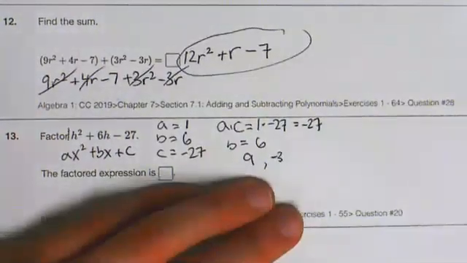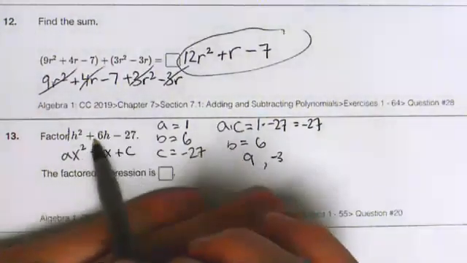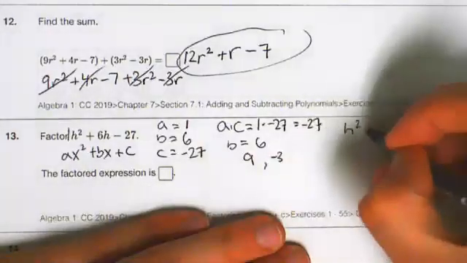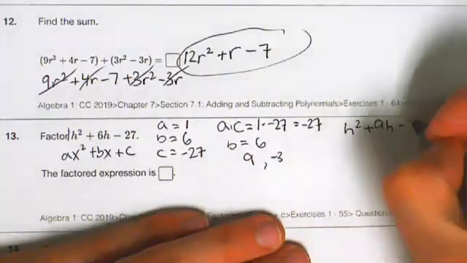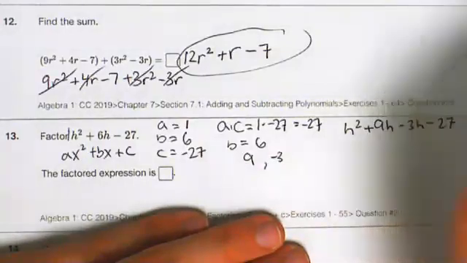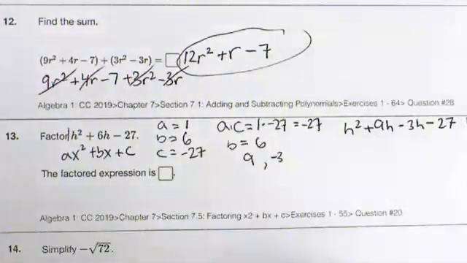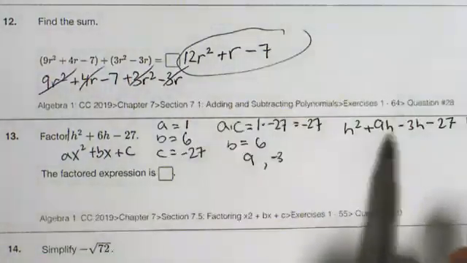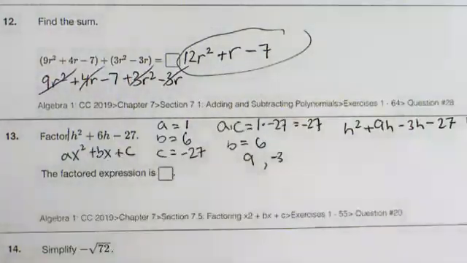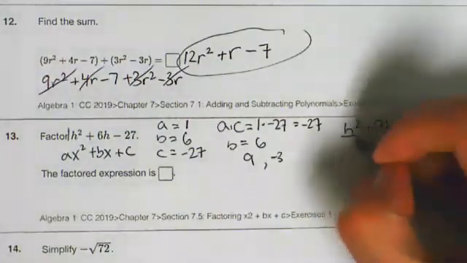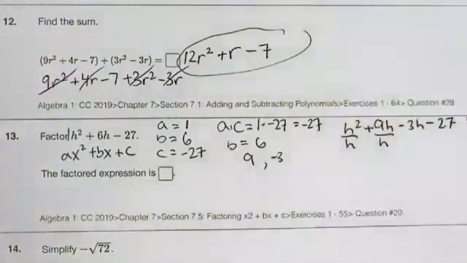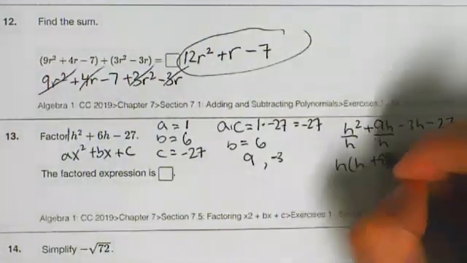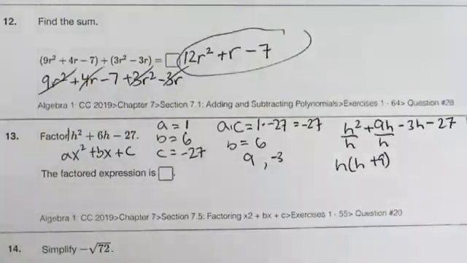From here, we use this 9 and -3 in order to split up our middle term, which in this case is 6h. So we have h squared plus 9h minus 3h minus 27. Of course, the reason why 9 minus 3 needs to equal 6 is so 9h minus 3h equals the 6h we started with. From here, we need to factor out our greatest common factor. Between h squared and 9h, they share an h. So we pull an h out and we're left with h plus 9. Notice that 9h divided by h just leaves the 9.